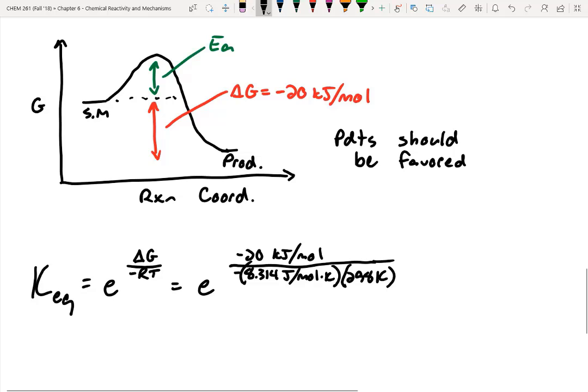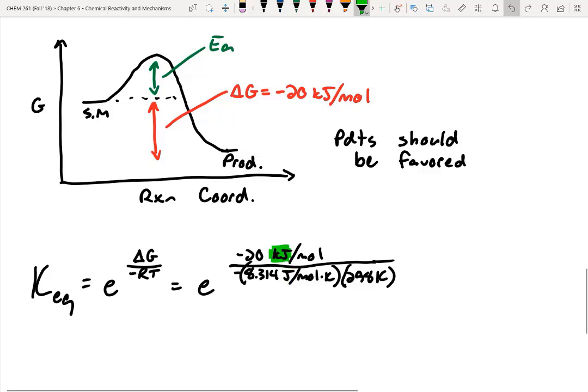Can we just plug this into our calculator and go? What's the problem? This is the number one mistake people make: you see how the units for energy on the top are in kilojoules? The units for energy on the bottom are in joules. We can't do this right away. We need to convert kilojoules to joules or joules to kilojoules. So we got to pick one.